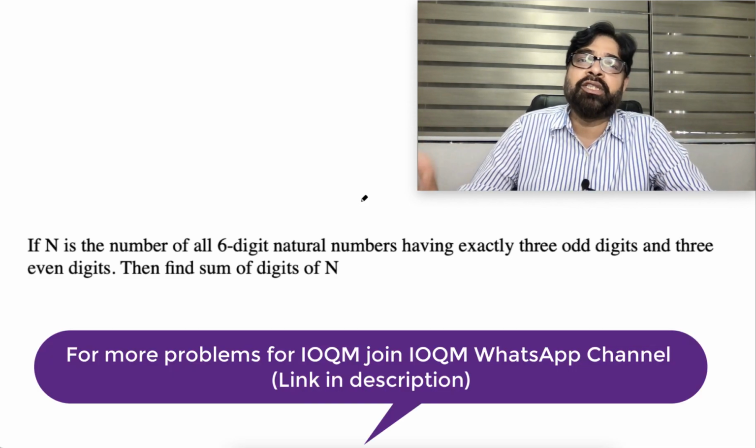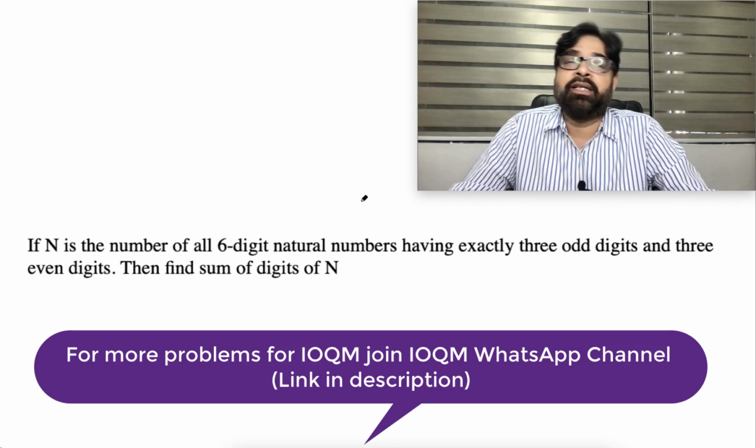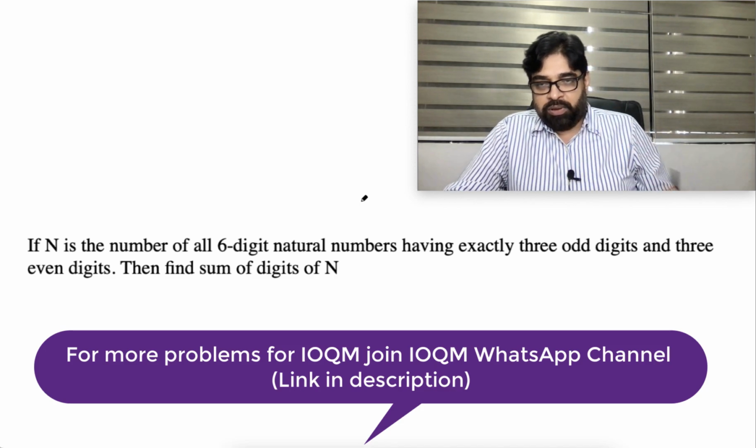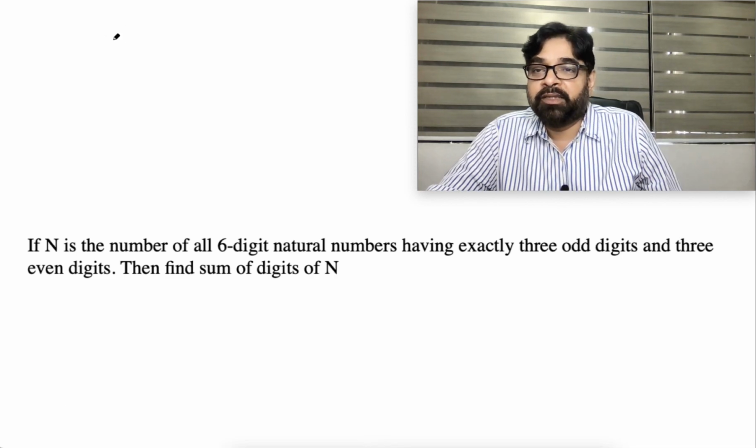All of you know only a 2-digit answer is there in the IOQM. That's why it's converted into the 2-digit format. Okay. Understand the meaning, it's very important.